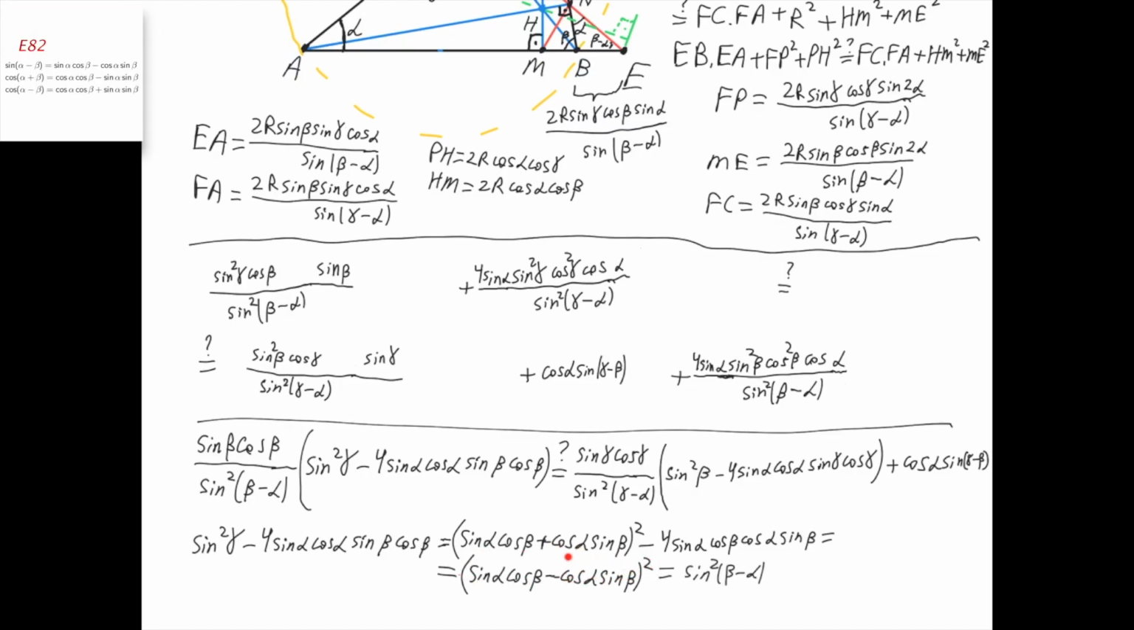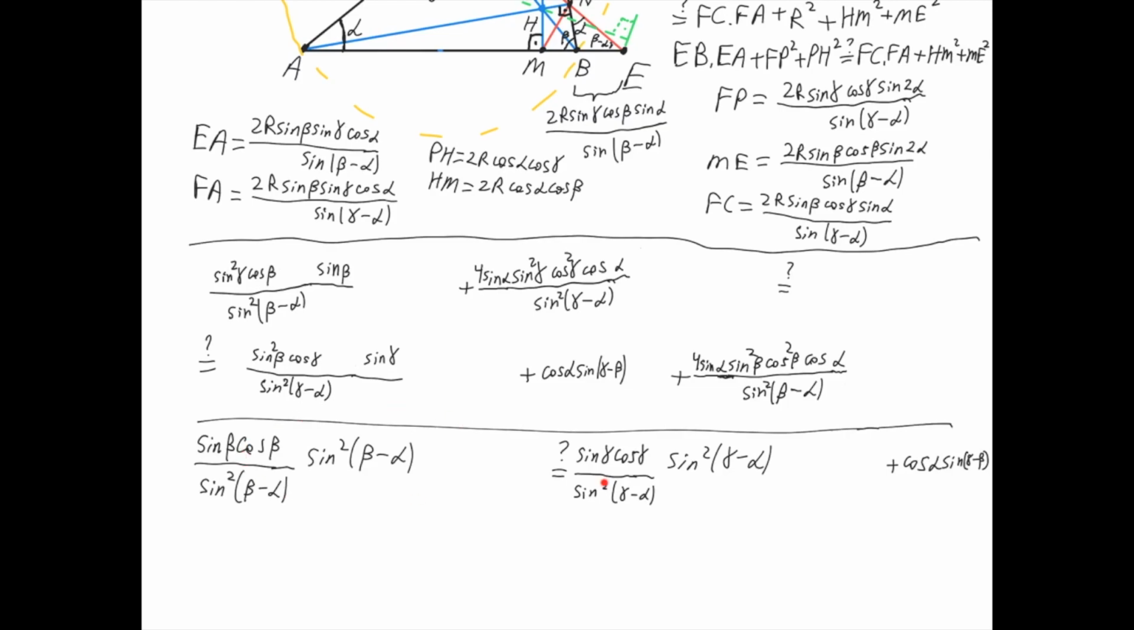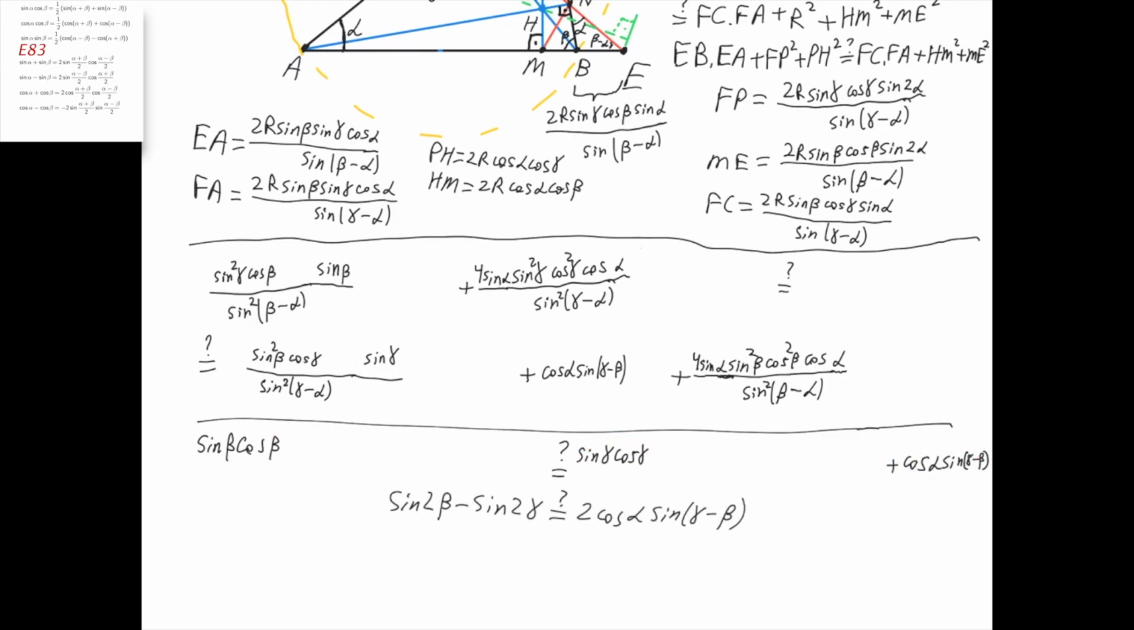And this expression gives us the formula for sine of alpha minus beta, and since sine of alpha minus beta equals minus sine of beta minus alpha, and we have a square here, we can rewrite this as sine squared of beta minus alpha. Similarly, we can rewrite this here as sine squared of gamma minus alpha. So we get this equality that we need to prove. And now we can see that we can cancel out sine squared of beta minus alpha here and sine squared of gamma minus alpha here. And then we're left to prove that sine beta cosine beta equals sine gamma cosine gamma plus cosine alpha sine of gamma minus beta. Multiplying both sides of this equality by 2, we get that this is sine of 2 beta and this here is sine of 2 gamma. So we can rewrite this equality that we need to prove like that.